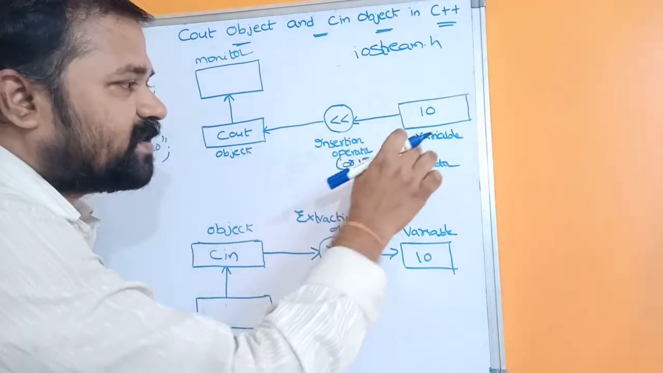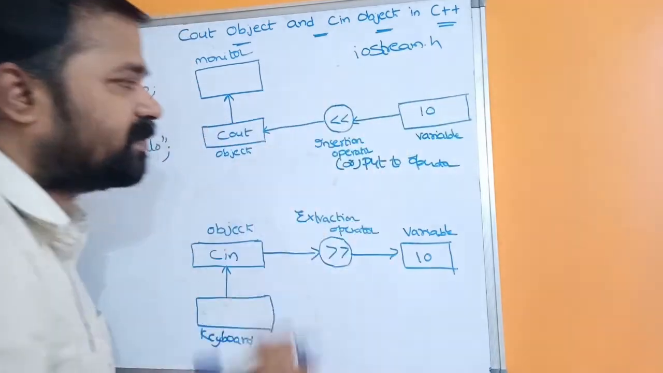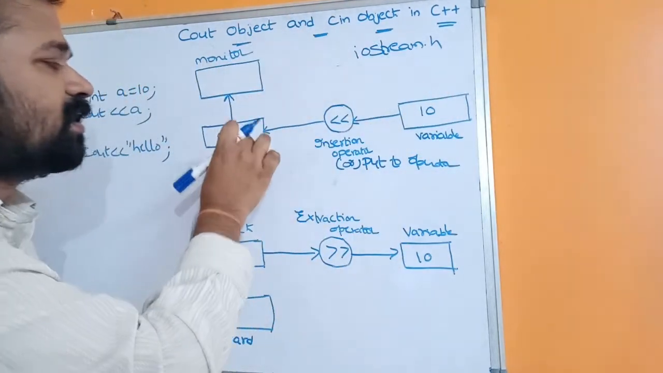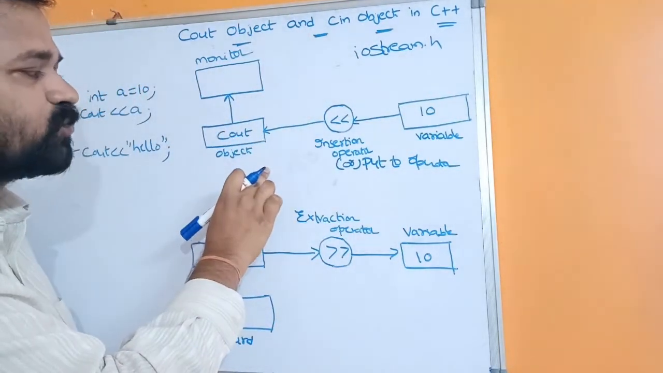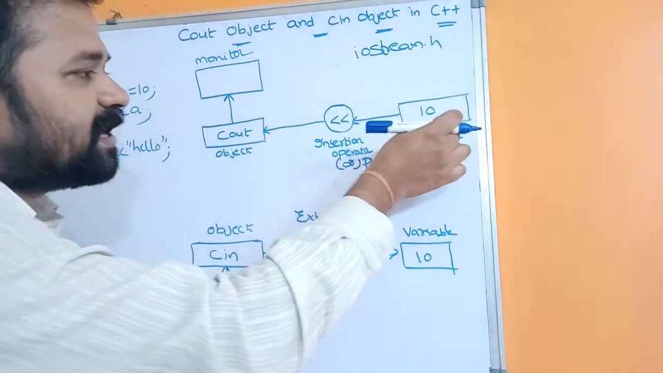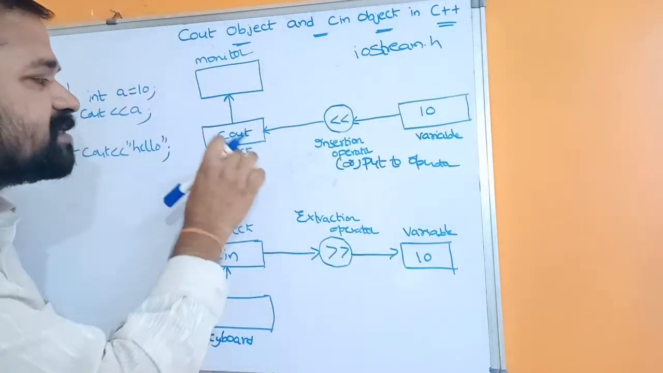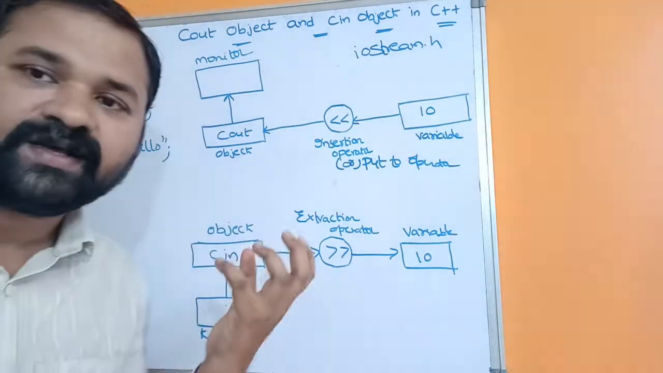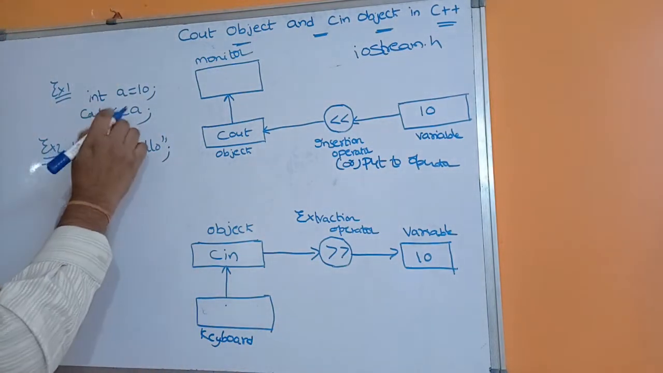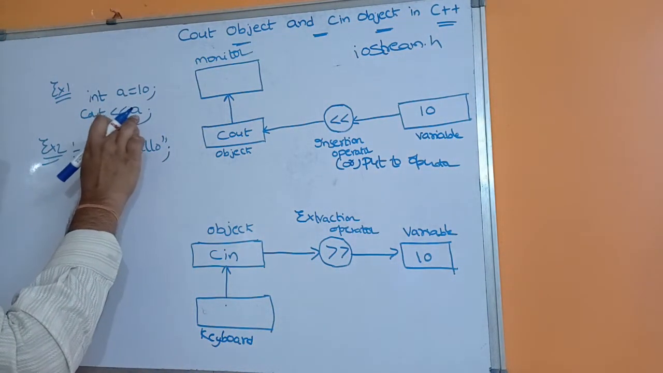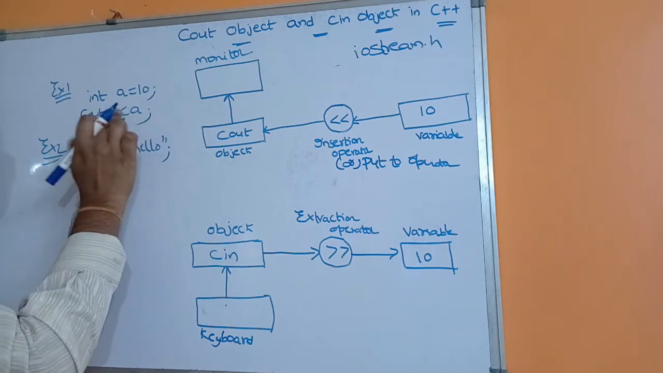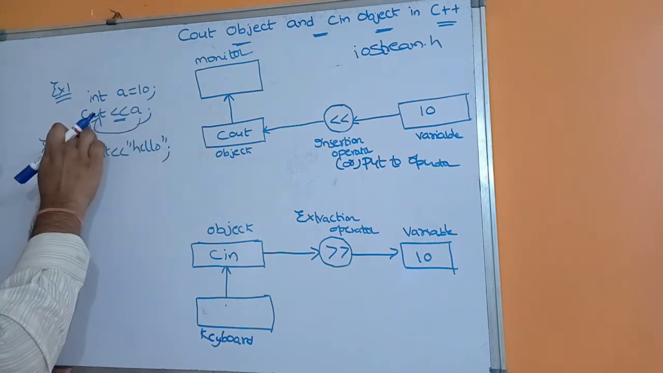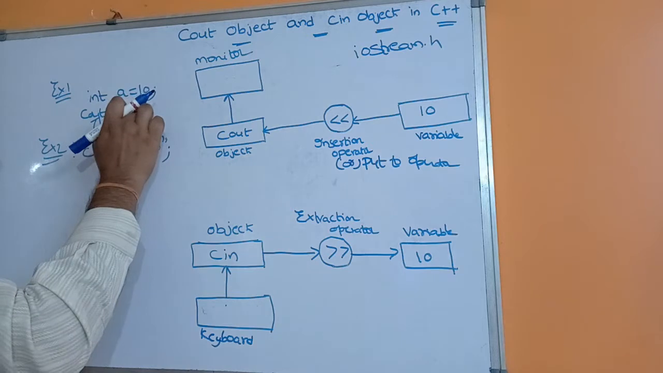So if you take this example, here the variable contains a value called 10. This insertion operator inserts this variable's value into the object on its left hand side. So now the cout object contains the variable's value 10, and the cout object displays the 10 on the monitor. So this is the task of the cout object. Here the less than operator inserts the value of a into the object. So now the value of a is available in the cout object, and the cout object displays the 10 on the monitor.